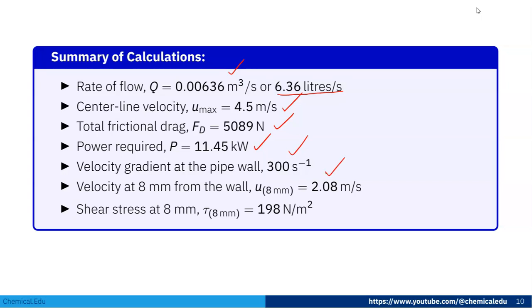Shear stress at 8 mm, that is tau at 8 mm, and that will be 198 Newton per meter square.